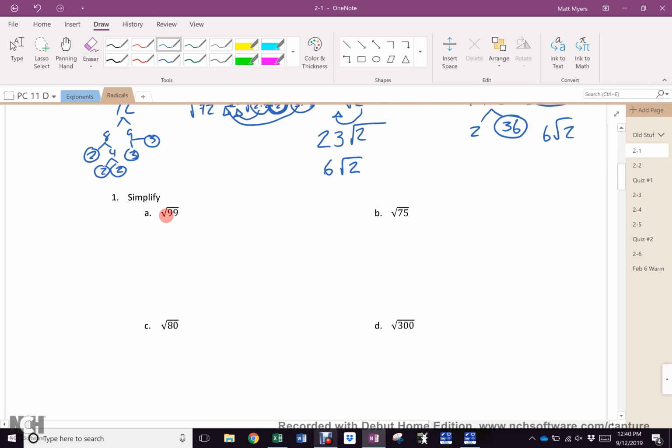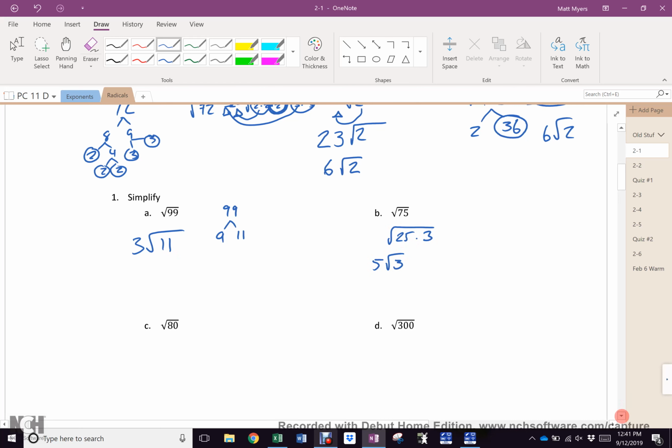You could break it down into primes, or you could stop at a perfect square. Most of you, I hope, know enough about your times tables to know that that is 9 times 11. And right there, you're going to stop. Why? 9's a perfect square. So what's coming out? 3. What's staying there? 11. So easy. 75. So easy. What's it going to break down into? 25 and 3. What's the square root of 25? 5. So what's coming out?